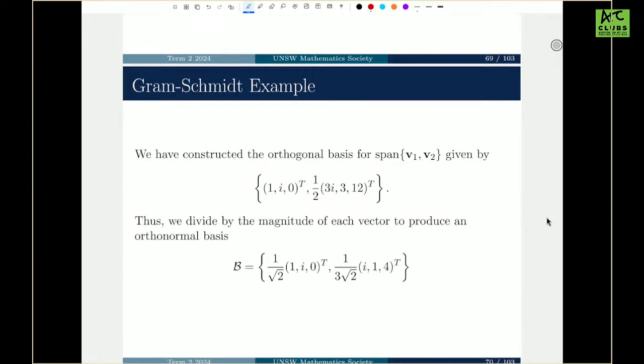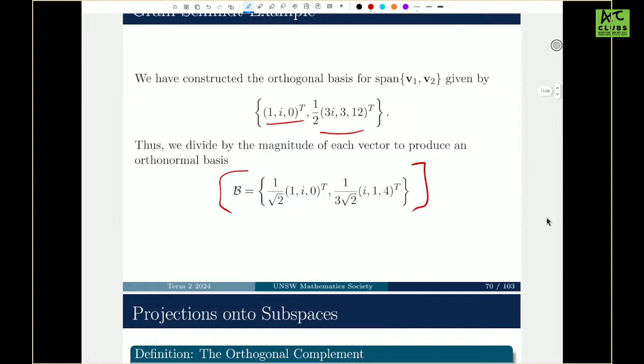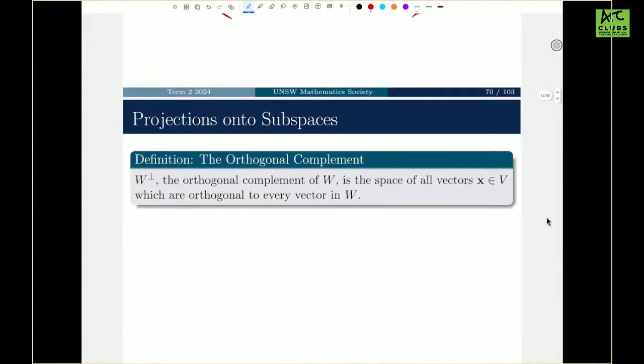So I hope that you trust that the magnitude of this vector is 1 on root 2, and that the magnitude of this vector is 1 on 3 root 2. The 1 on 3 root 2 one is a bit tricky to show, it's a lot of algebra, which is not conceptually hard, it's just a bit of algebra bashing. So I'll leave you to verify that if you don't believe me. So yeah, here is our orthonormal basis. And just like that, that's the beauty of Gram-Schmidt. We can produce really nice orthonormal bases like that.